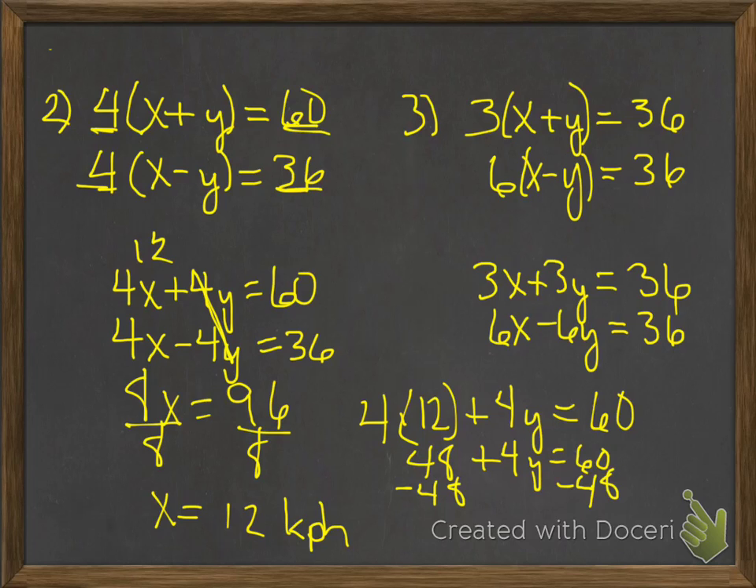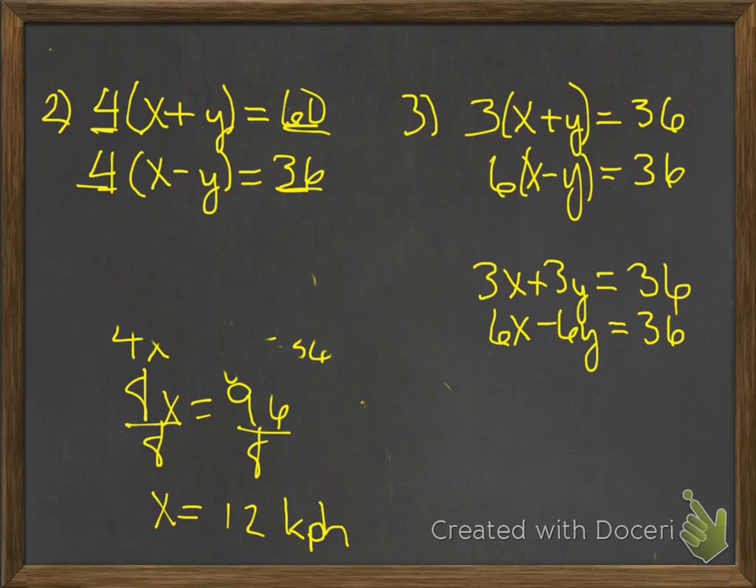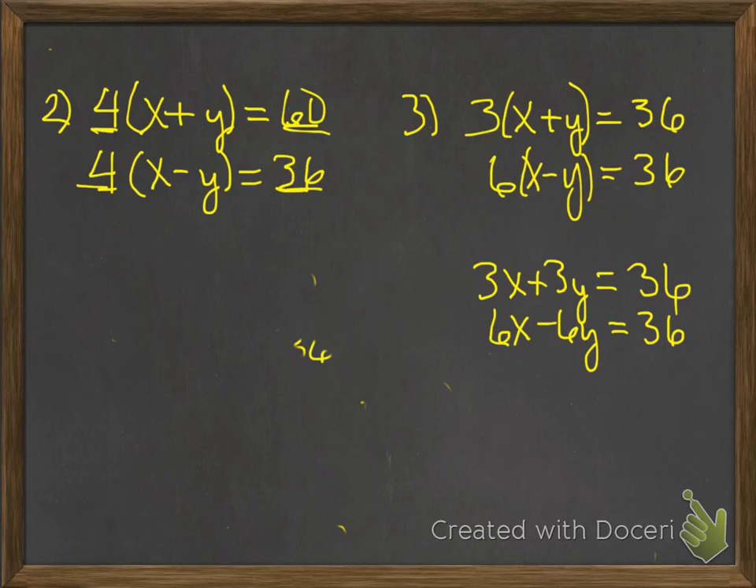Every time you're going to subtract, and then you can divide. I do apologize for the watermark that's going to get in the way, but here y would equal 3 kilometers per hour. Okay, so for number 2, it was 12 and 3. But what happens if you're doing number 3? Number 3 becomes a little bit more difficult. Okay, so let me erase all this and then look at number 3.